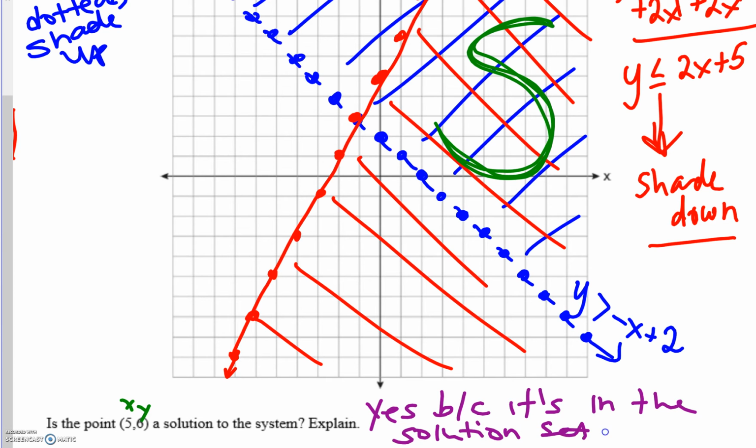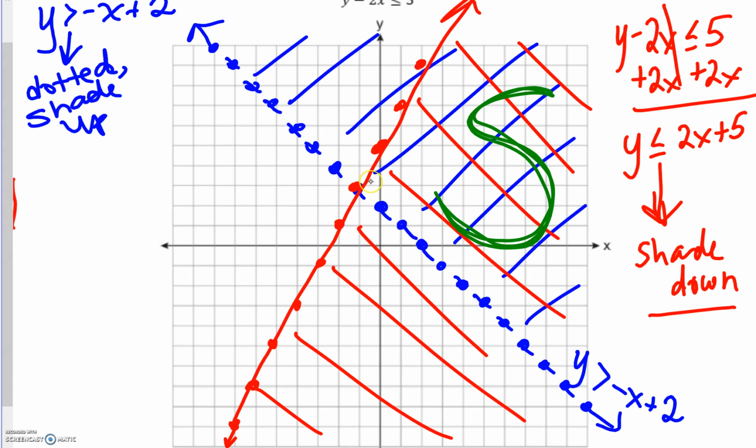Or what you could say is the double shaded region. If we were talking about this point right here, typically we do look for a point of intersection when we have a system, but we could not say that circled point is considered a solution due to the fact that it's on the dashed line. A dashed line means it is not included.